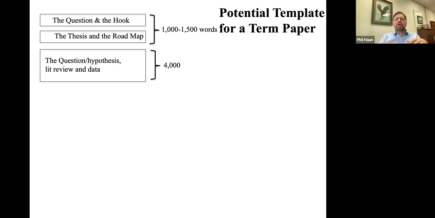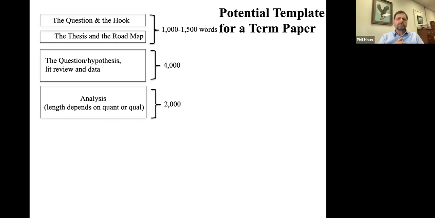Anyway, build that argument for your answer to the question that you have. So I put on there 4,000 words for the question hypothesis. That's a major chunk of a 10,000 word essay. But then about half that again is on the analysis.